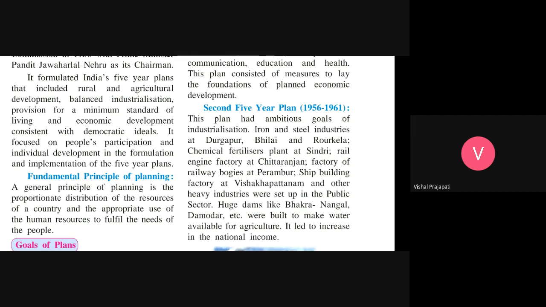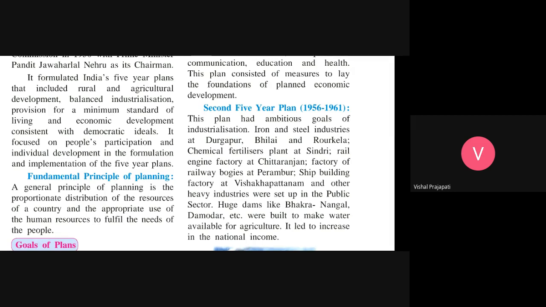So iron and steel industries at Durgapur, Bhilai and Rourkela, a chemical fertilizers plant at Sindri, a rail engine factory at Chittaranjan, a factory of railway bogies at Perambur, shipbuilding factories at Visakhapatnam and other heavy industries were set up in the public sector, right? So all these industries were set up by the Indian government so that industrialization could take place in our country.